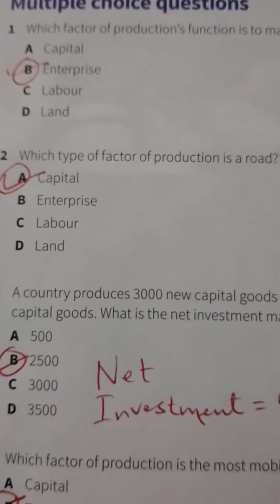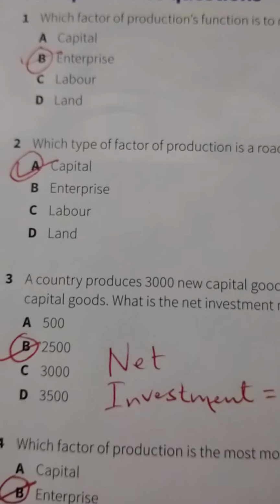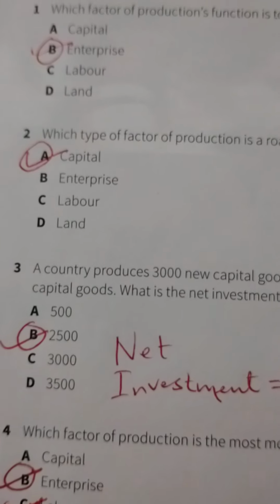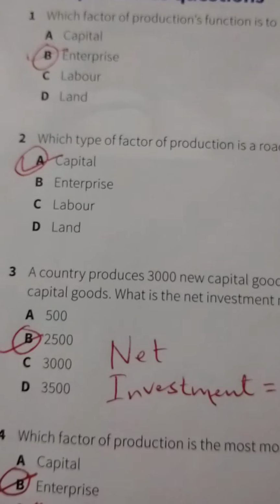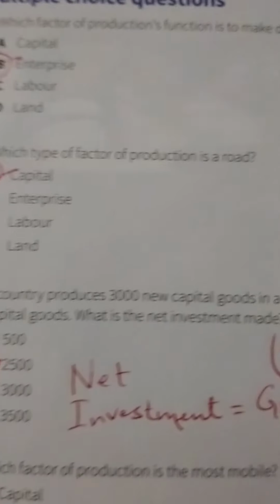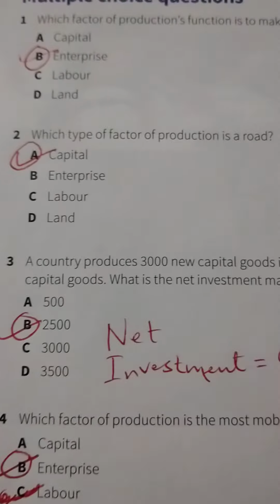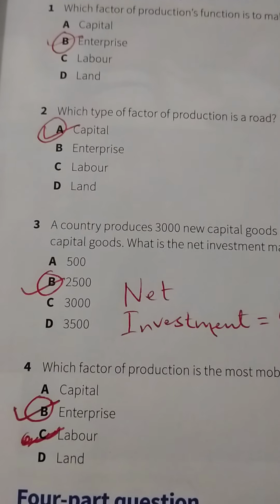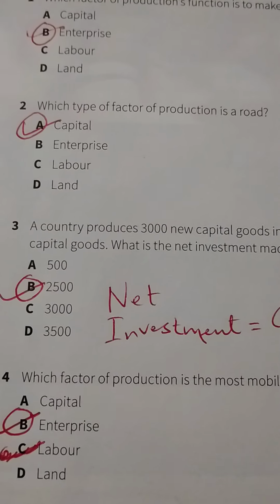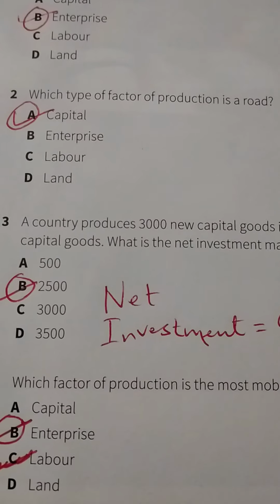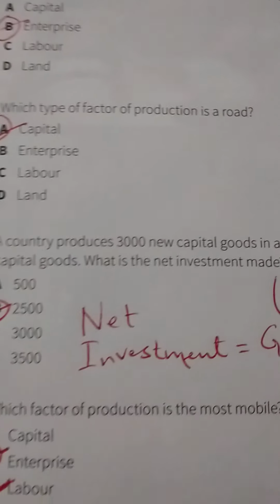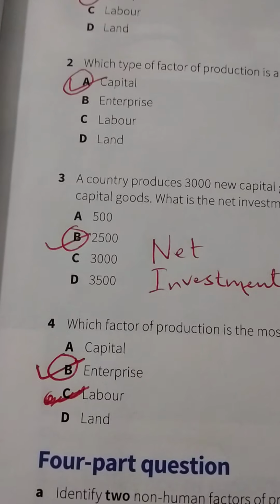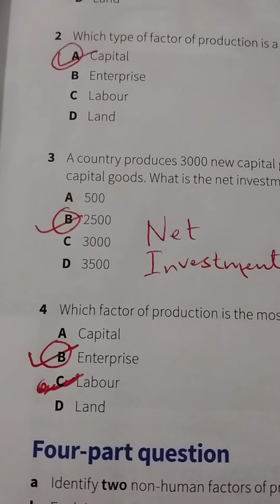So enterprise is the one who, out of the 4 factors of production, is responsible for coordinating between the factors of production, and also takes risks, bears losses, and takes decisions. The owner in charge. So B will be the correct option for question number 1. Question number 2, which type of factor of production is a road? A road is specifically made for transportation, so it is man-made. It should be capital. Option A is the correct answer.